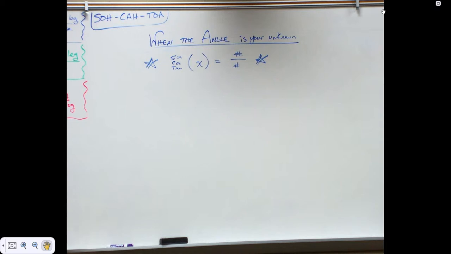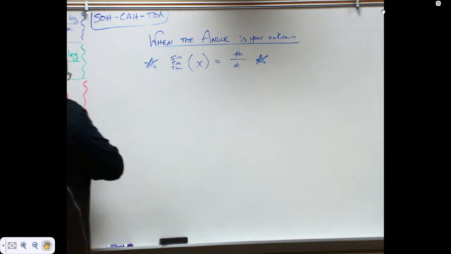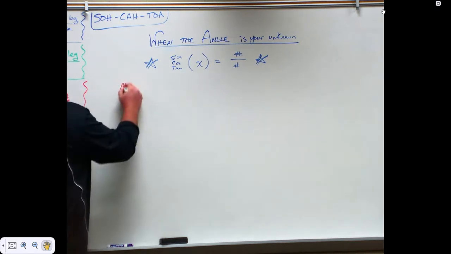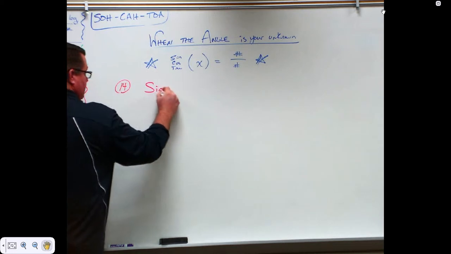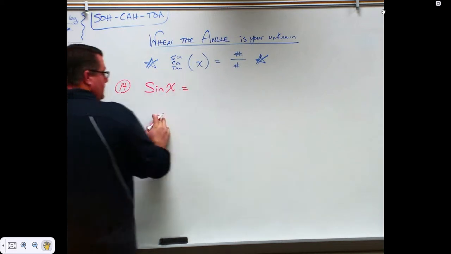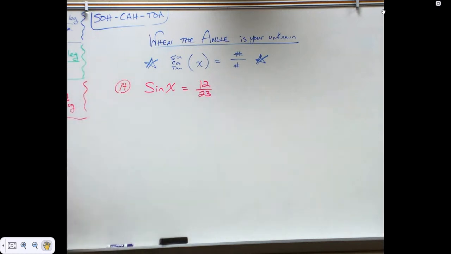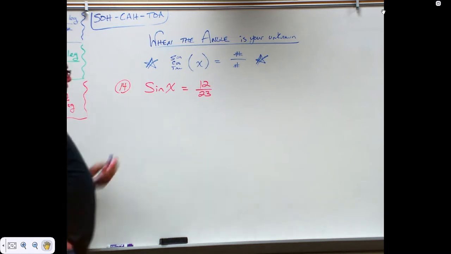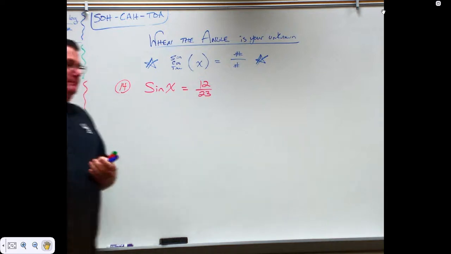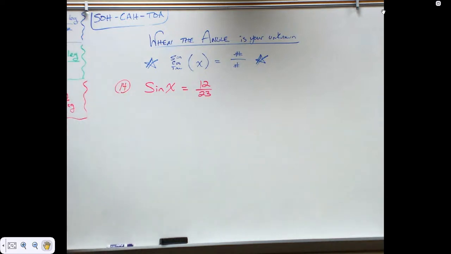On number 14, what did you guys get? Sine of x is equal to what? 12 over what? Okay. So what are they asking for here? They're asking for a what? They're asking for an angle, right? They're saying, what angle has sine 12 over 23?